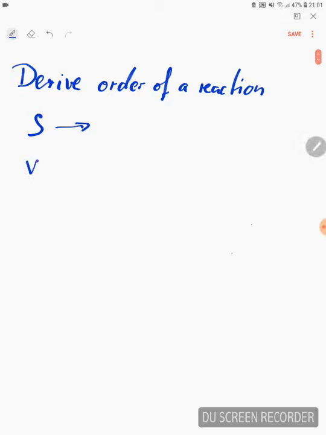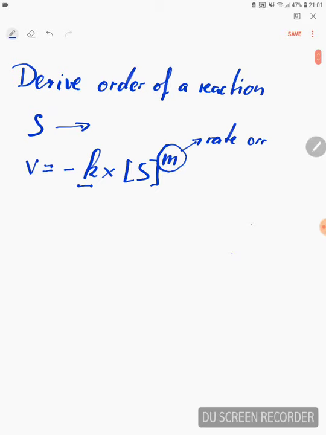So we can write the rate equals minus K times the substrate concentration to the power of something, let's just simply call it M. We know that K is our rate constant, and here M would be our rate order.